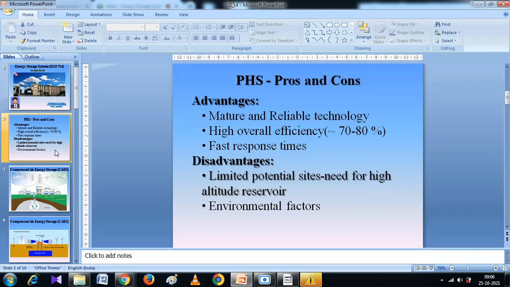In the previous lecture, we talked about the pump hydro storage system, and we have to see the advantages and disadvantages of pump hydro storage system. What are the advantages of pump hydro storage system? It is a mature and reliable technology by which we can get a reliable source of energy, and it has high overall efficiency. Its efficiency is around 70 to 80%, and it will respond fast.